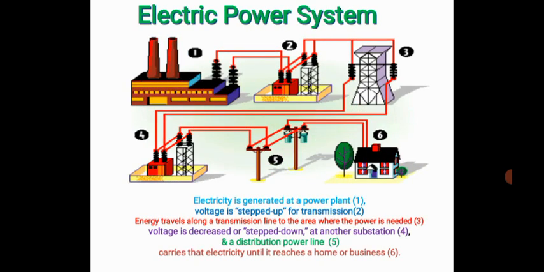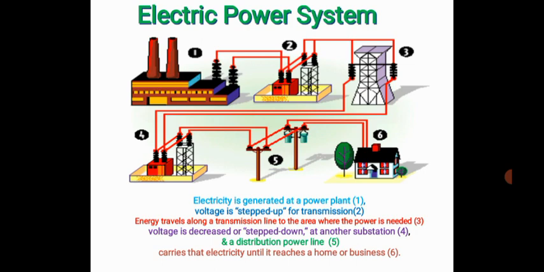Electric power system. Figures 1, 2, 3, 4, 5, 6 show the step-by-step procedure for how electricity is generated and how the electricity reaches homes or industries. Step 1, the first figure, indicates the electricity is generated in the various power plants.